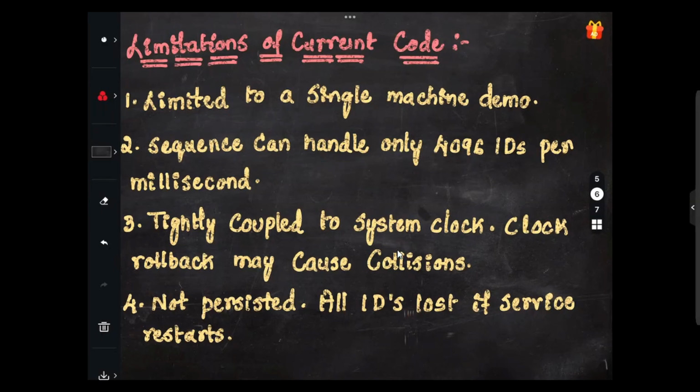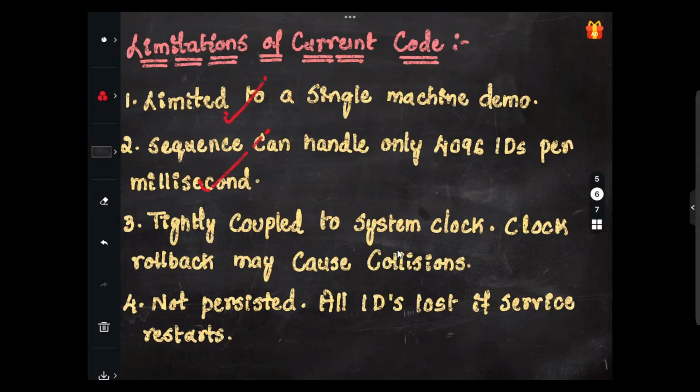So first thing here, it's limited to the single machine demo, right? It is limited to the single machine demo. Sequence can handle only 4096 IDs per millisecond. Sequence can handle only 4096 IDs per millisecond. Yeah, so this is fine.